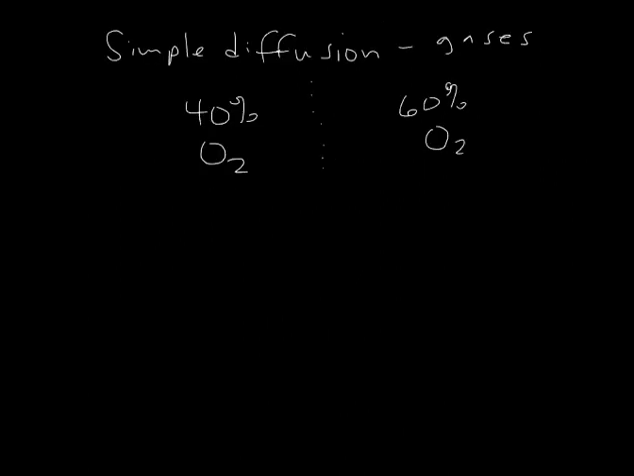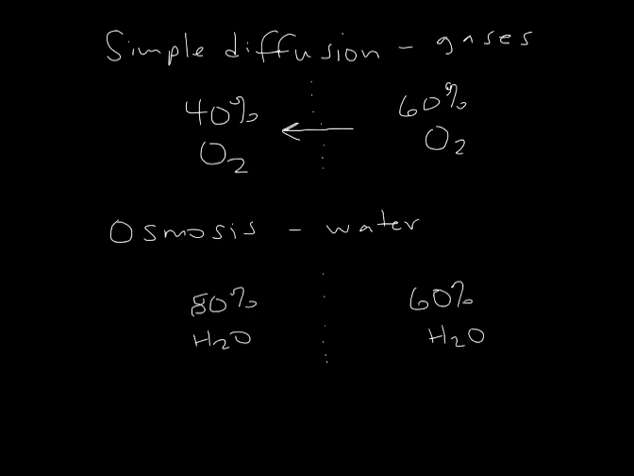In cells, simple diffusion is an example of passive transport, such as what would occur in your lungs or across blood vessels like capillaries, where a gas like oxygen would move from high to low concentration, from the 60% to the 40%. Osmosis is an example of passive transport in cells, where diffusion of water through a selectively permeable membrane causes water to move from, say, 80% across a membrane to 60%.